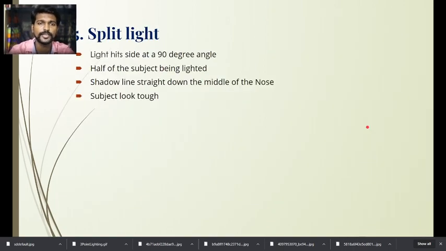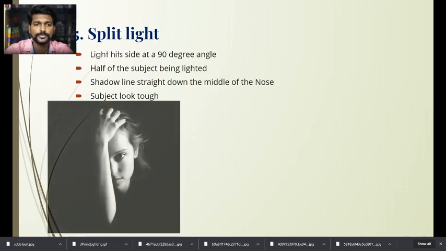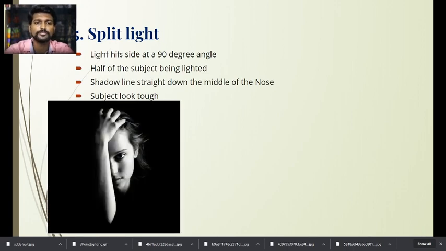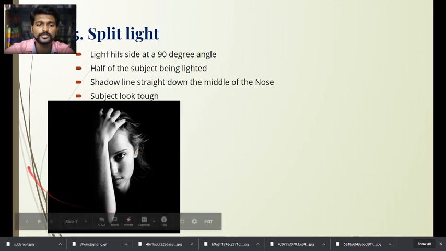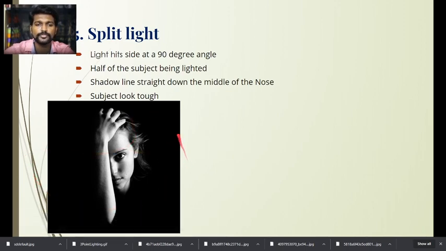Fifth one, split light. So split light is completely splitting the face into two halves, whereas one half is completely lightened and one half is completely darkened. Okay, so I show you an example image. So this is one of the example images. Light hits sides at 90-degree angle. So completely the light comes from this side, and this side no light has entered, and the background light and the side light or everything has been blocked. Only one side lighting is given.